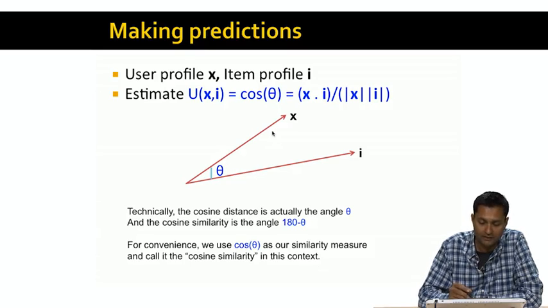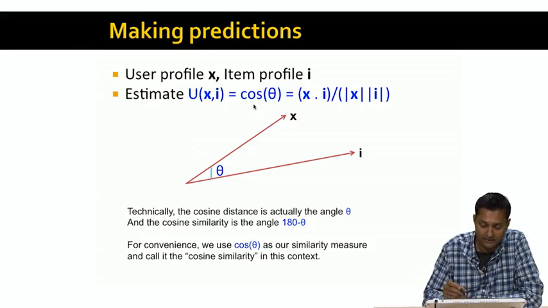In particular, you can estimate the angle using the cosine formula. The cosine of theta, the angle between the 2 vectors, is given by the dot product of the 2 vectors divided by the product of their magnitudes. And in this case, we'll call this the cosine similarity between the user x and the item i. Now, technically, the cosine distance is actually the angle theta and not the cosine of the angle. The cosine distance, as we studied in an earlier lecture, is the angle theta, and the cosine similarity is the angle 180 minus theta.